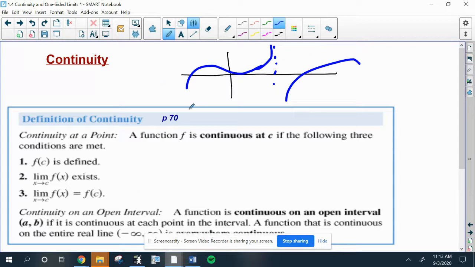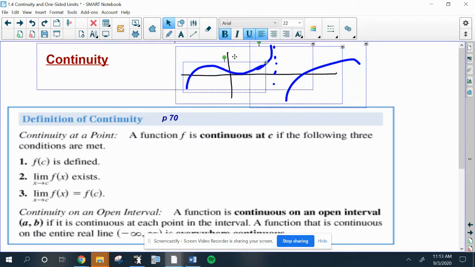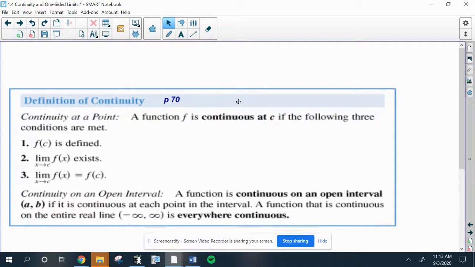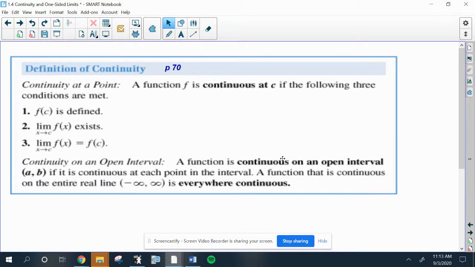But the requirements or the definition is a little bit more complicated. So we're going to define it in terms of limits. A function's continuous on an interval if it's continuous at every point in its interval. So this definition of continuity defines what it means to be continuous at a point. And then if it's continuous at all points in an interval, then it's continuous along the entire interval.